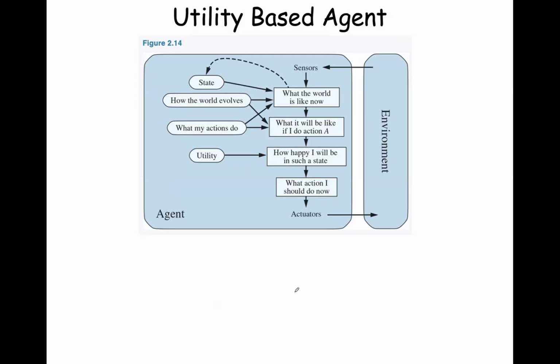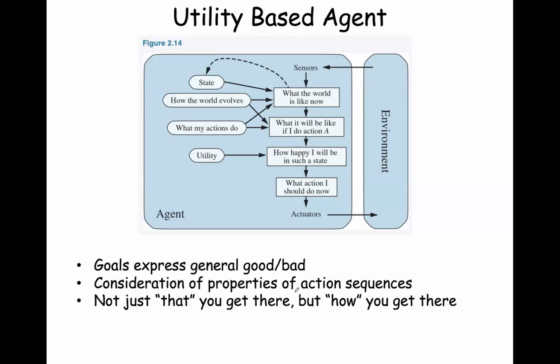You have goals, but what this utility does is look at the evolution of the state of the environment as you act as an agent in the environment. And it's asking the question, how happy am I with the way I've done things? And that's things like, in the driving example, is this solution fuel efficient? Is it time efficient? Is it safe? Is it comfortable, etc.? And so a goal expresses a general good or bad end state.